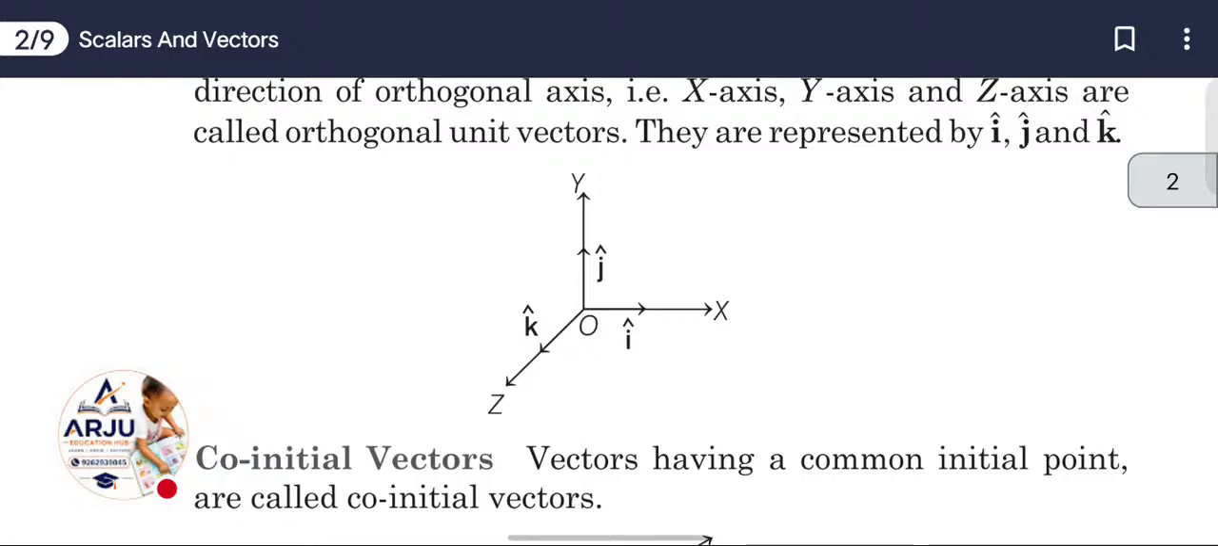So three vectors are here: x vector, y vector, and z vector. So j cap, k cap, and i cap.